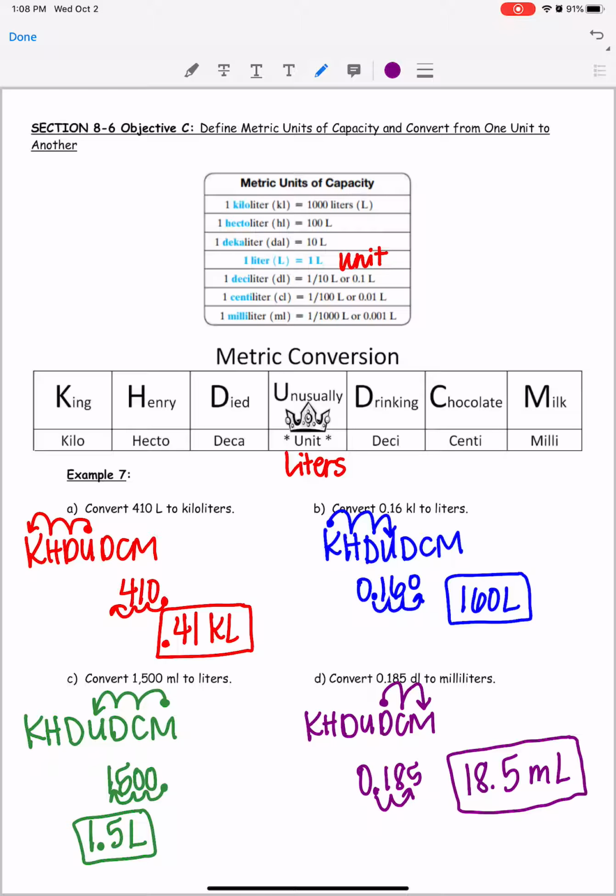Okay, and just so you know, if it's ever talking about decaliter, it's going to have an A in there. This one's just a DL, that one's a DAL. So that's how you know the difference between those two.